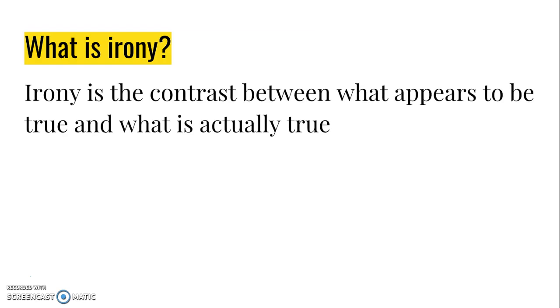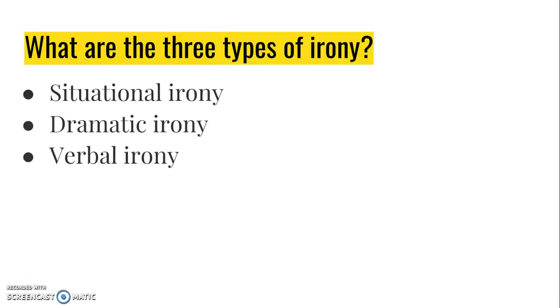So let's take a look at what irony is, starting with its definition. Irony is the contrast between what appears to be true and what is actually true. That word contrast, we know that means they're different. So what appears to be true is different than what is actually true. There's three different types of irony that we're going to be talking about: situational irony, dramatic irony, and verbal irony. As we go through these three different types, you'll get to see some examples as well.